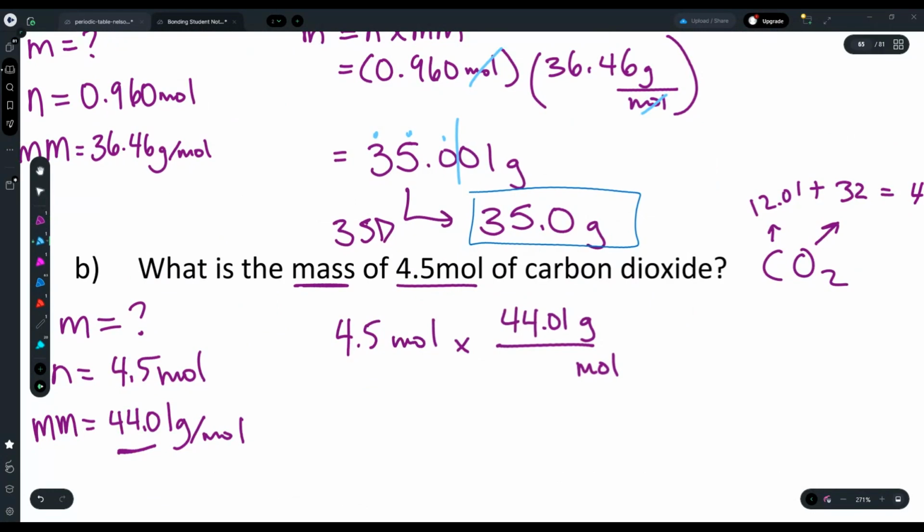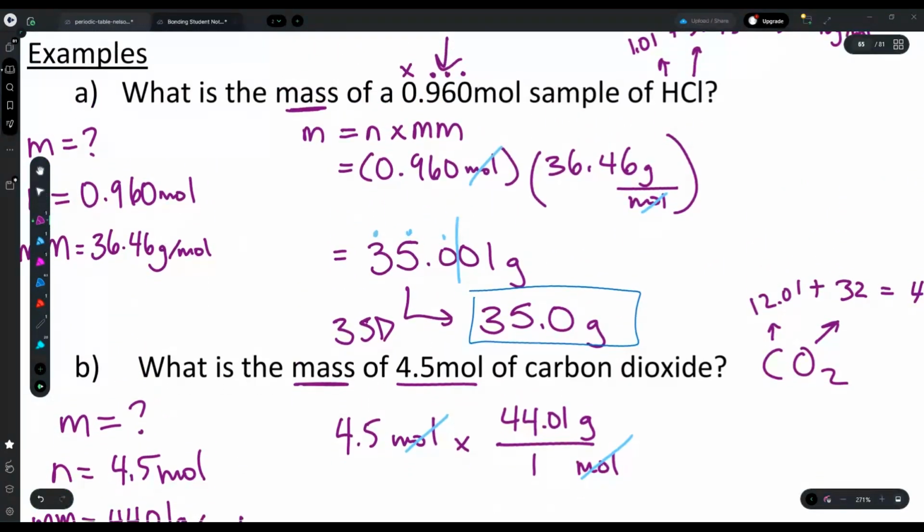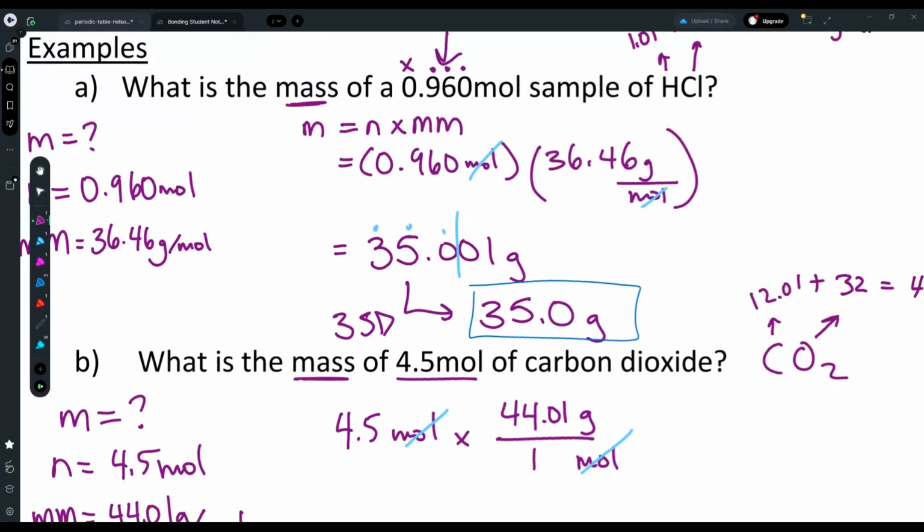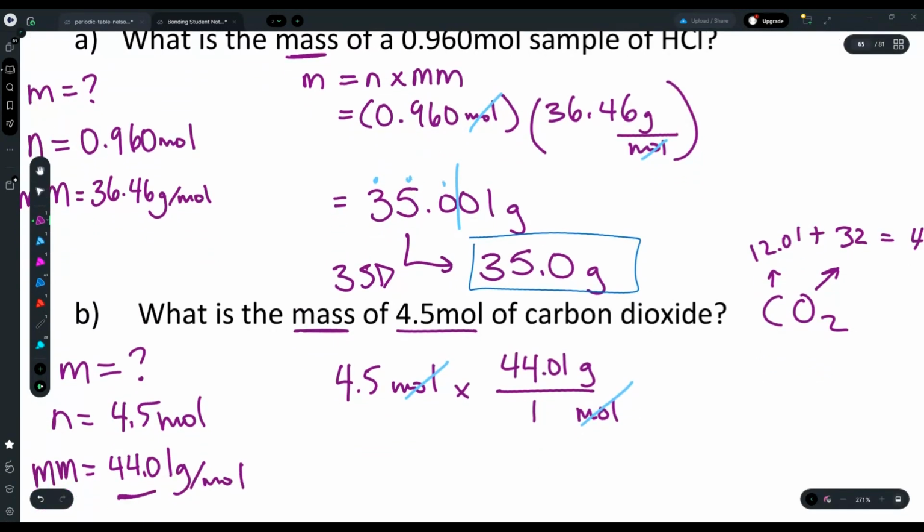Okay, so moles are on the top and the bottom, so they cancel out. If it really bugs you to not have a number here, you can put 1 mole, because molar mass is always however many grams per 1 mole. Okay, and if we look at when we were using our formula, we're doing the exact same thing. We're taking moles and multiplying it by molar mass.